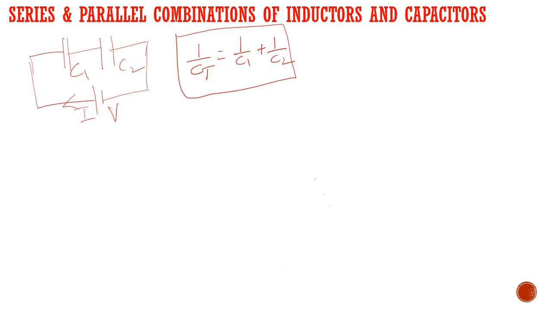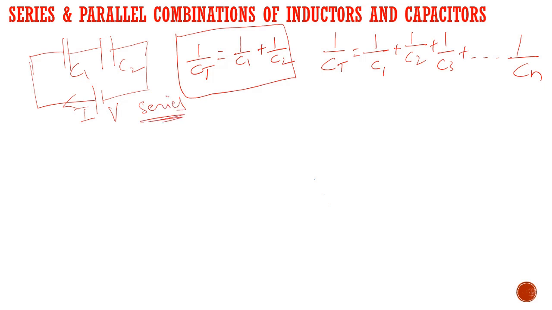If we have n number of capacitors, then the total capacitance will be written similarly, which is 1 by total capacitance is equal to 1 by C1 plus 1 by C2 plus 1 by C3 plus so on 1 by Cn. So this is how the total capacitance will be calculated for the series combination of capacitors.